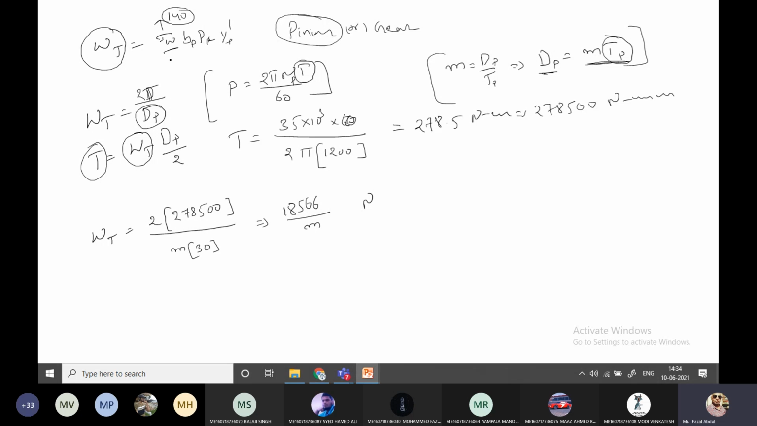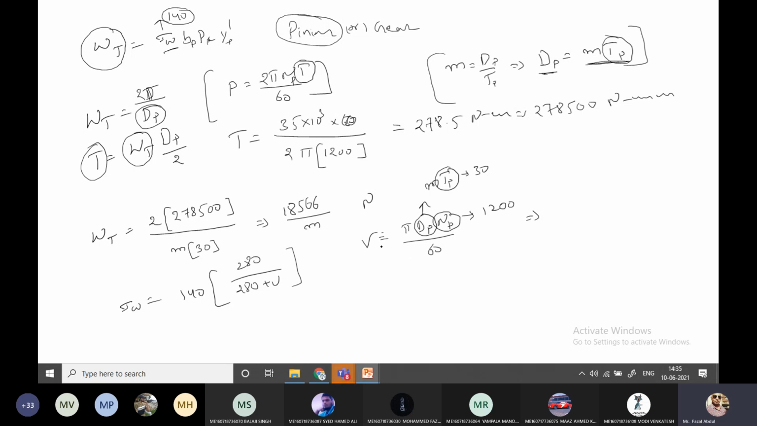Now WT we calculated. Now the permissible stress: what is the question given? WT equals 140 into 280 by 280 plus V, where V is the pitch line velocity. The pitch line velocity we don't know, so separately I am calculating. V is equal to pi dp Np by 60. We don't know dp, so I am writing m into Tp. Tp is given in the question as 30. Np is given as 1200 RPM.